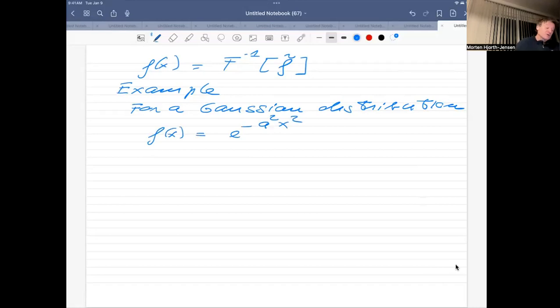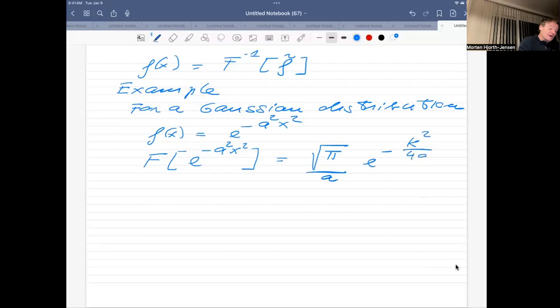If I make this assumption that the initial distribution f of x at time t equals 0 is given by a Gaussian, then I know that if I take the Fourier transform, this is not the inverse, of e to the minus a squared x squared, this is simply given by the following expression. I have pi divided by a squared, times e to the minus k squared divided by 4 a squared.